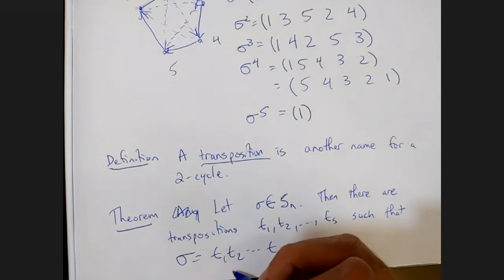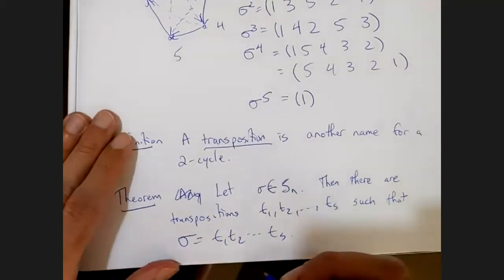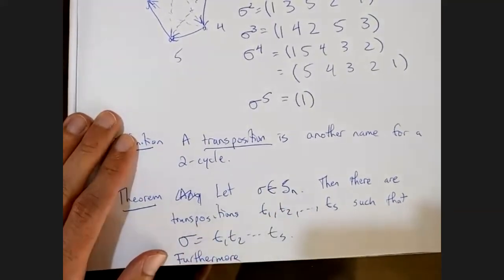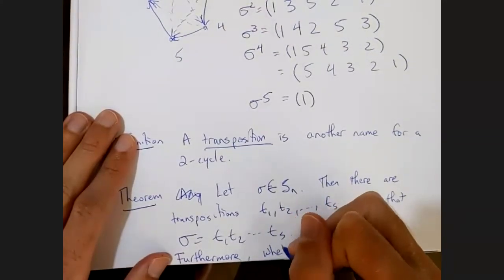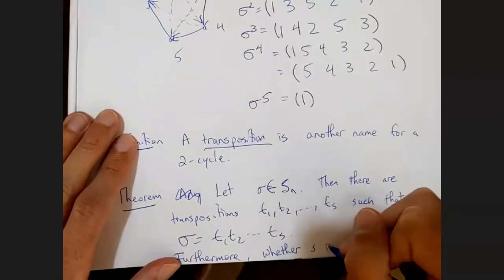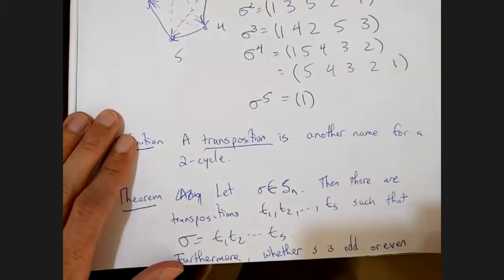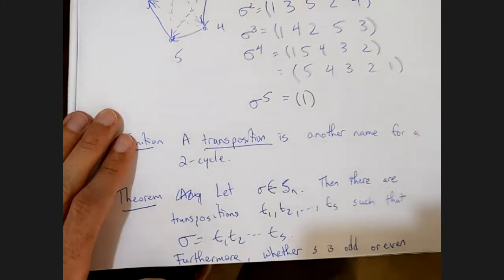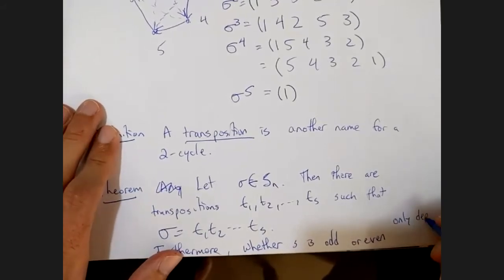Now, these transpositions are not disjoint and they're not uniquely defined, but what we can say is, furthermore, whether s is odd or even does not depend on my choice of transpositions. It only depends on sigma.